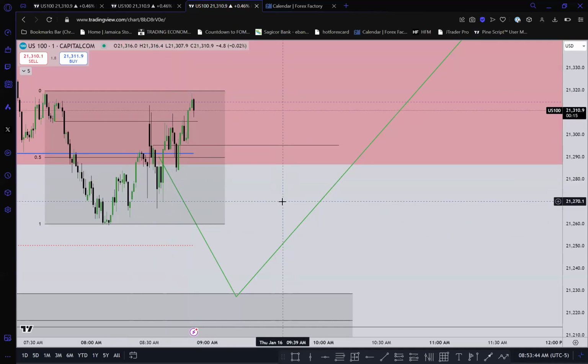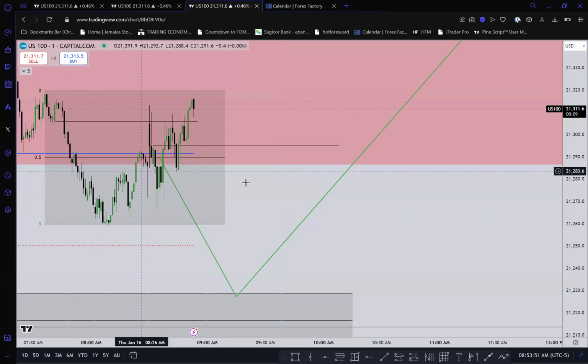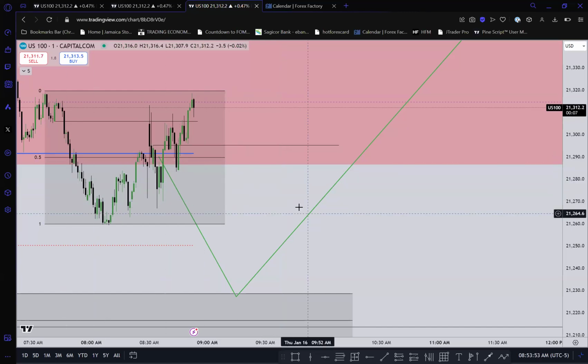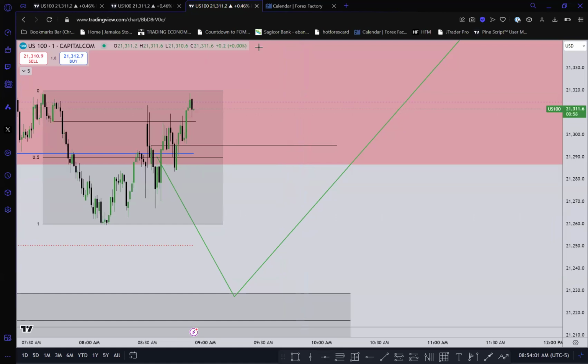What time is it? Yeah. Probably going to be one of those mornings where we don't get anything until like 9:12. So it's 8:53. My brain is already saying 9:12 before you see any kind of action.